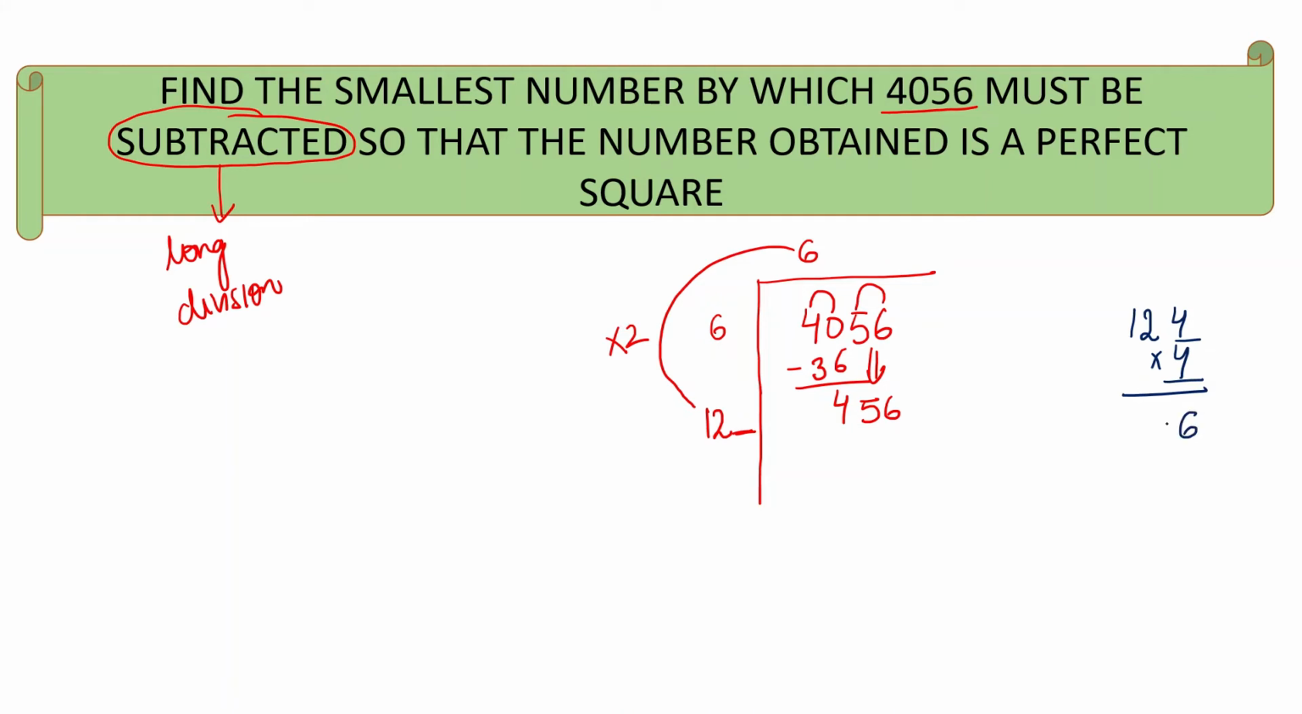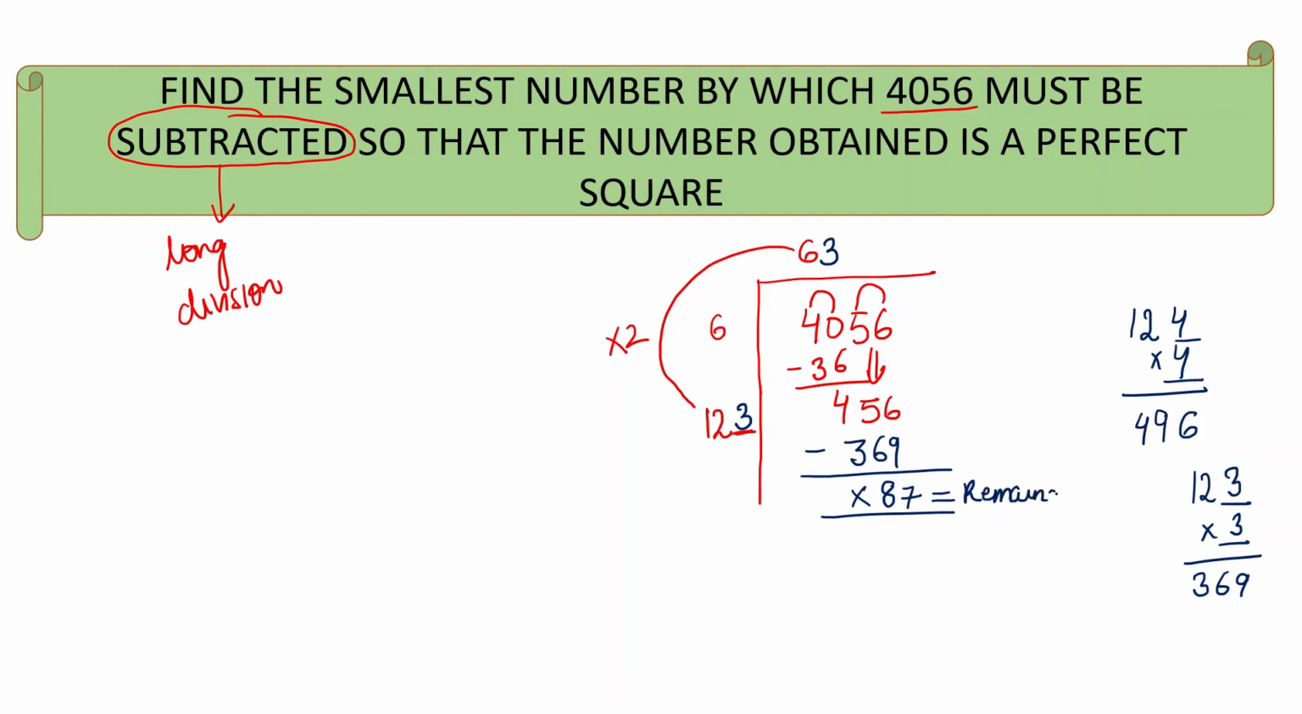This will give 496, which is greater than 456. So we will check for 3, which gives 369, which is smaller than 456. So we will go for 369. 16 minus 9 is 7, 14 minus 6 is 8, and this is 0. So this 87 is your remainder.